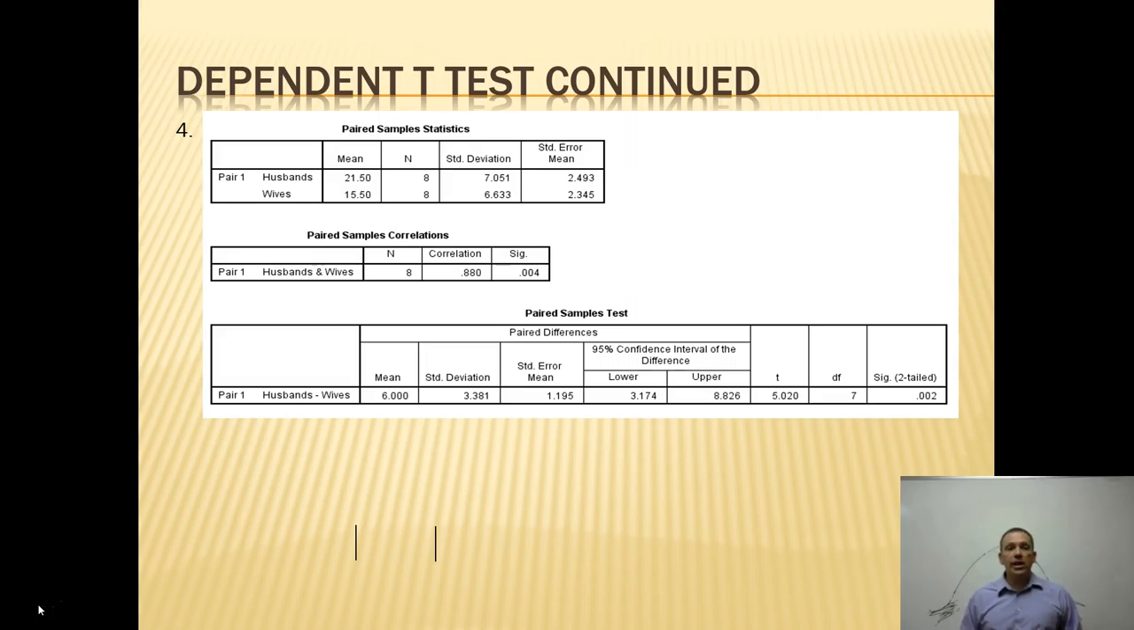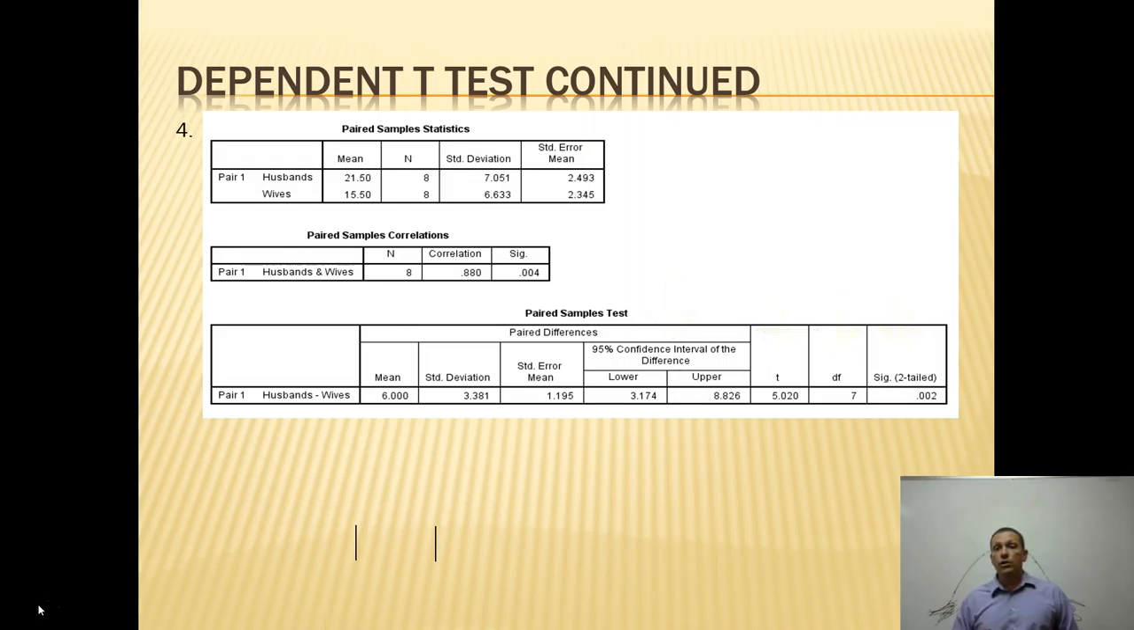Okay, so we see a mean value there of 6. That is the mean difference. It's husbands minus wives. So the husbands' score was 6 points higher than the wives' score. We see the standard deviation of the difference there, and then the standard error mean, which we're not concerned about at this point. Then we see, in this case, SPSS output kind of switches things around a little bit. It starts with our 95% confidence interval, and then it gives us our t-test, degrees of freedom, and significance.